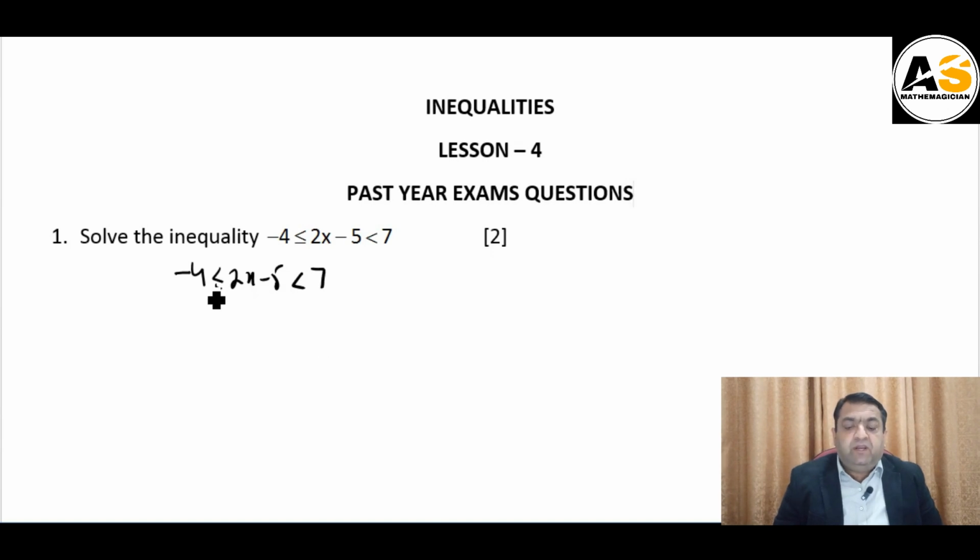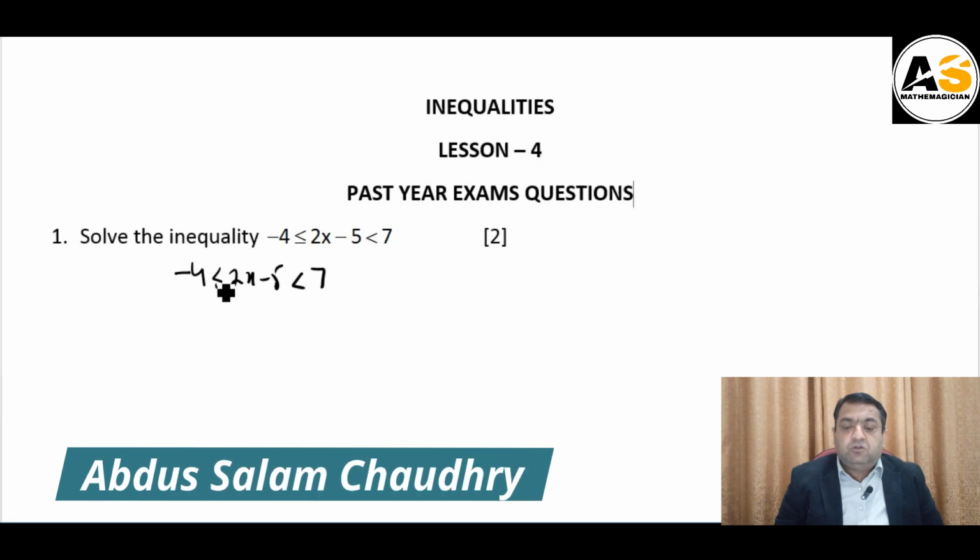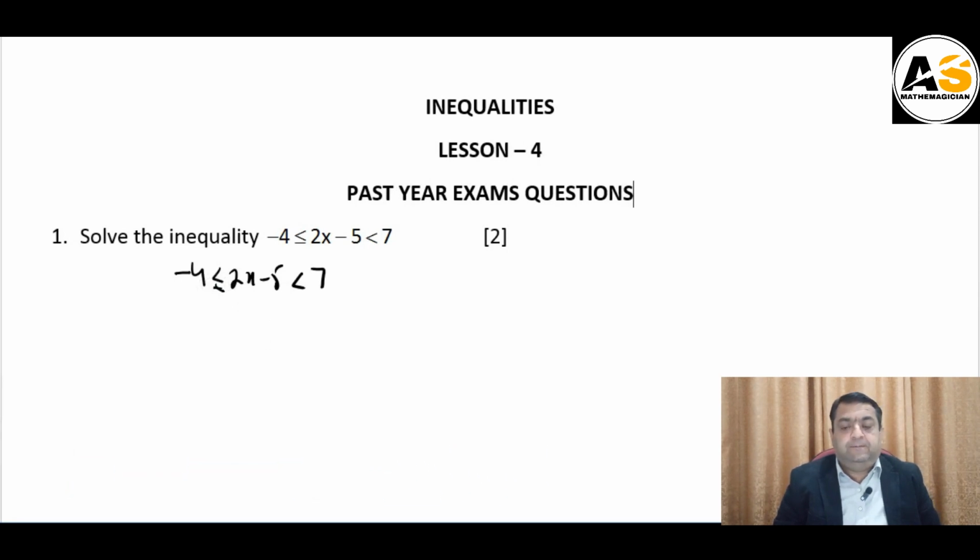We have learned that we can add or subtract any number from the inequality. We can multiply the inequality with any positive number. But when we multiply any inequality with a negative number, the inequality is reversed. Less than sign is changed into greater than sign and vice versa. So from here, we need to find the values of x.